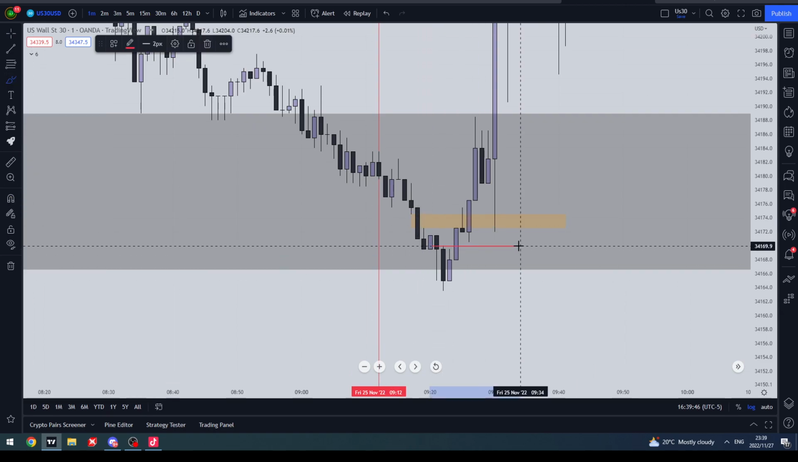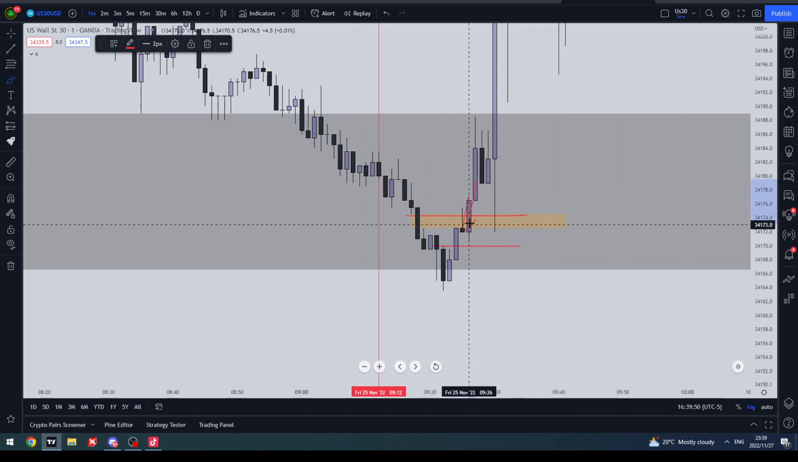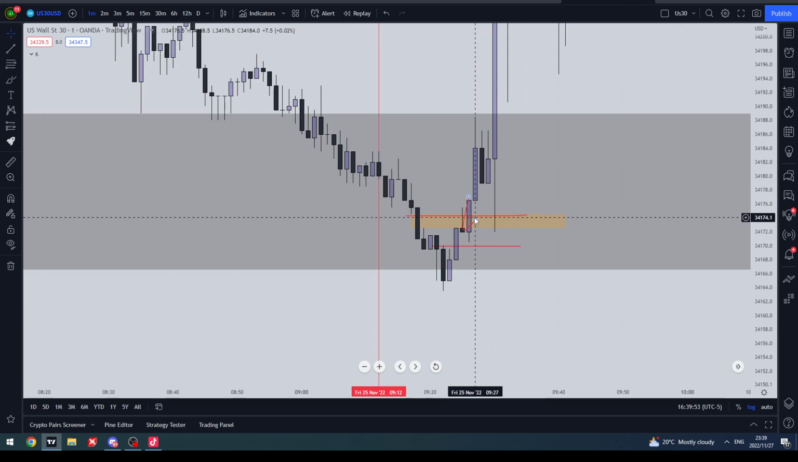Confirmation of the order block. Confirmation of a shift in structure. On this candle, the very next candle is a buy. Alternatively, you could set an order in the fair value gap itself, right here.